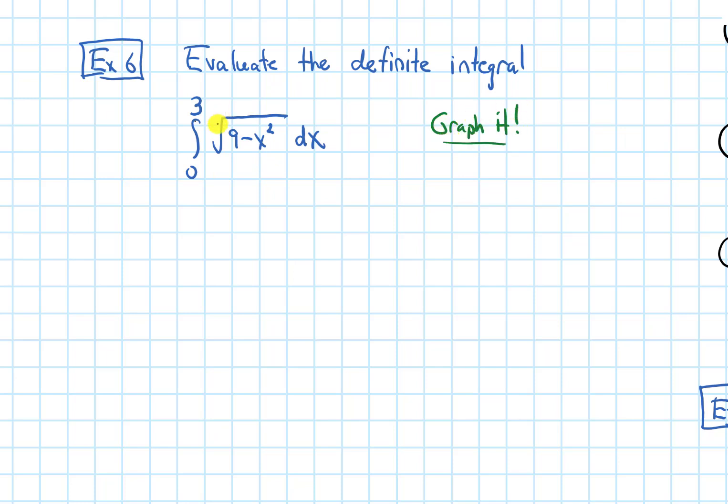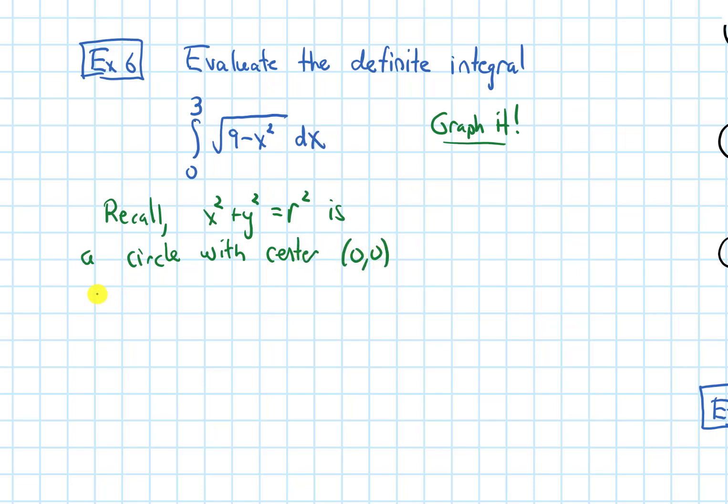Okay, so we may remember what the graph of something like this looks like from maybe algebra class, but let's just do a brief review. So I want to first recall that when I have something like x squared plus y squared equals r squared, this is a circle with center at the origin at (0, 0), and radius r.